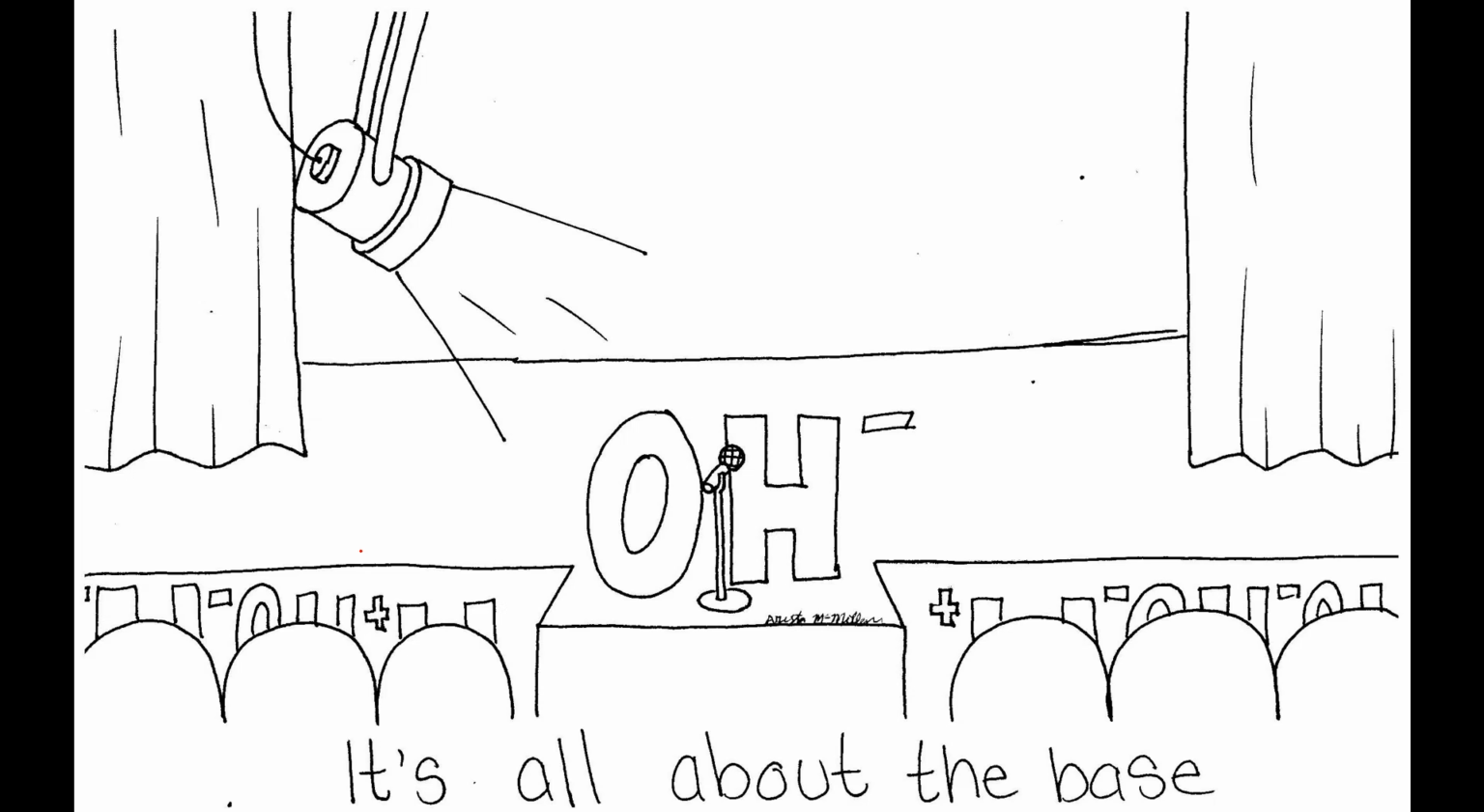Here we go. So the first one is from chemistry. It's all about the bass, the famous Meghan Trainor song. So we got an OH minus here, and on stage, and there's all the lights coming. And again, if you can add anything to this, let me know. I think that's a pretty self-explanatory example. And so you would use this in your acid and base chapter.